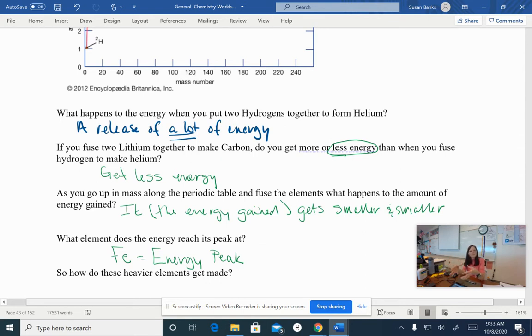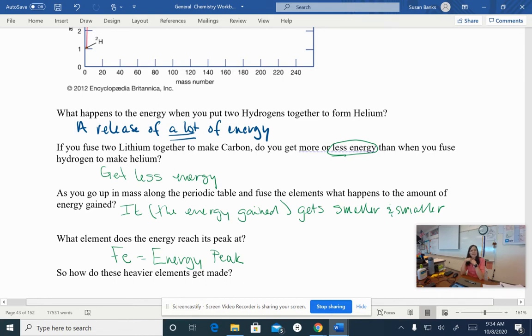What happens when there's nothing else to fuse? Because remember, once we reach iron, iron's the top of that energy peak. So if there's only iron, if I fuse iron together, I actually get less energy. So that's not going to happen.